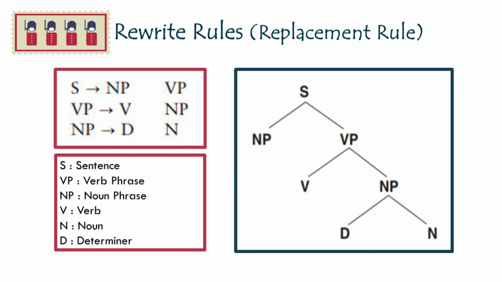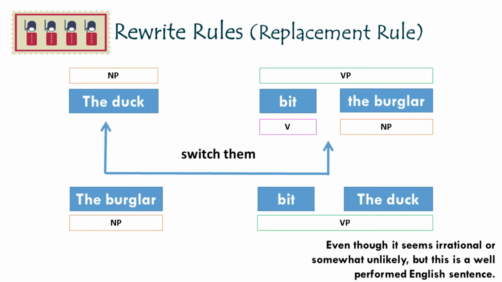For example, replace the symbol S by NP VP, replace the symbol VP by V and NP, and replace the symbol NP by D and N. Let's take a look at the graphic. Let's take an example from the sentence, the duck bit the burglar. If we apply the rewrite rules or replacement rule to this sentence, the result will be like this. The burglar bit the duck. Even though it seems irrational or somewhat unlikely, this is a well-formed English sentence.